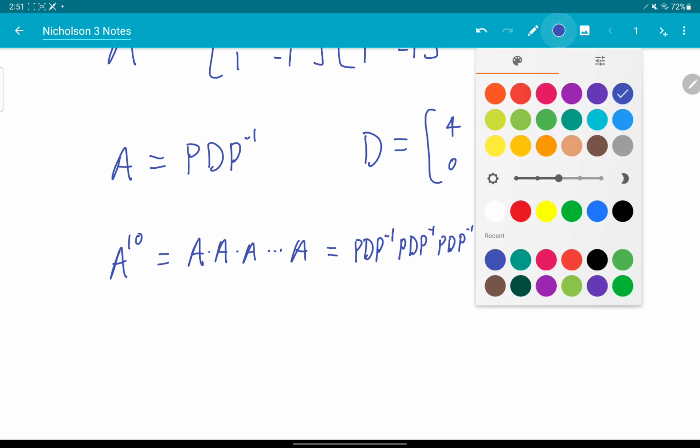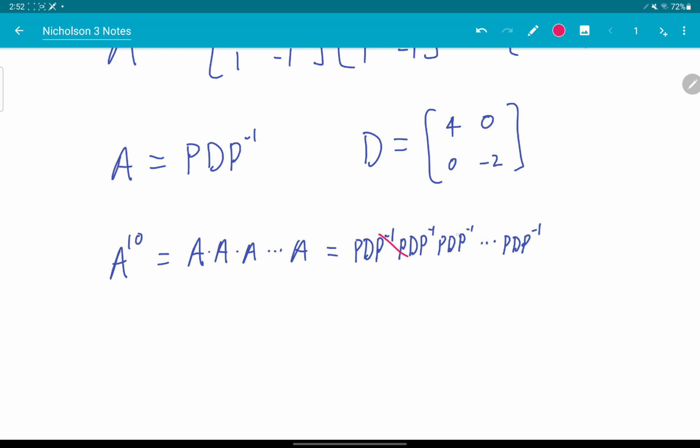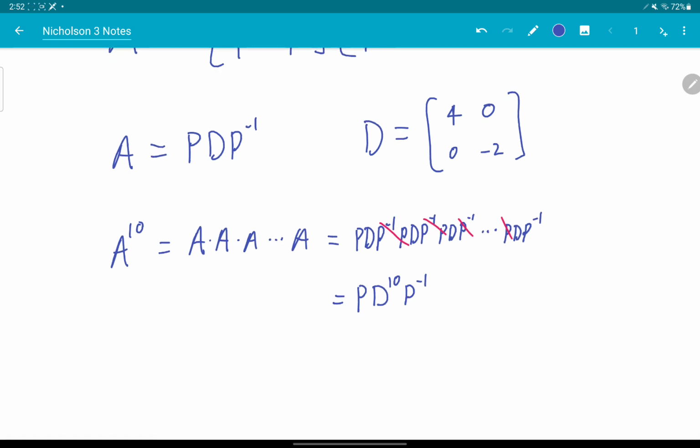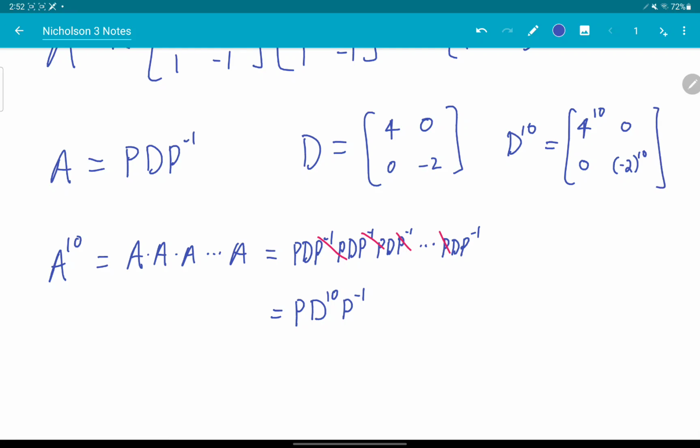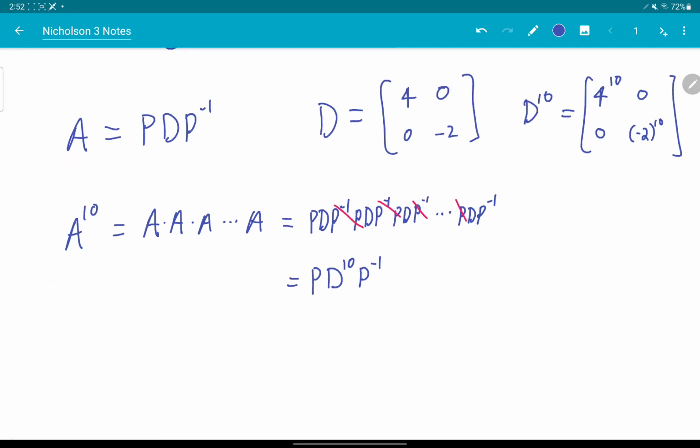And that's much better because cancel, cancel, cancel, cancel. All these things cancel in the middle. And I'm left with P D to the power of 10 times P inverse. And D to the power of 10 is just pretty simple to do. I'll just go 4 to the power of 10 because it's a diagonal matrix. I can do it like this. So my nightmare goes away completely.